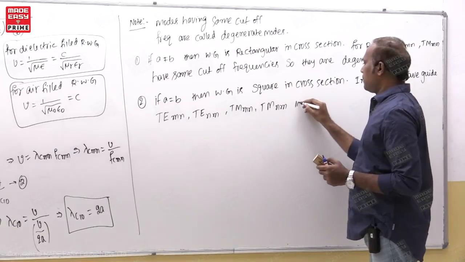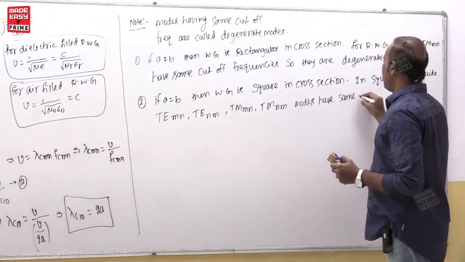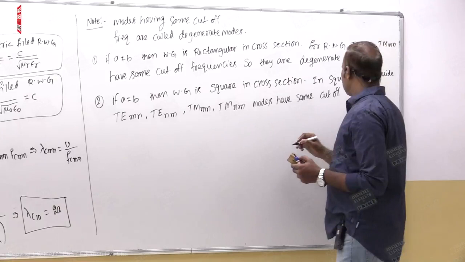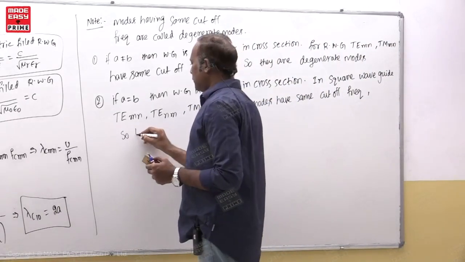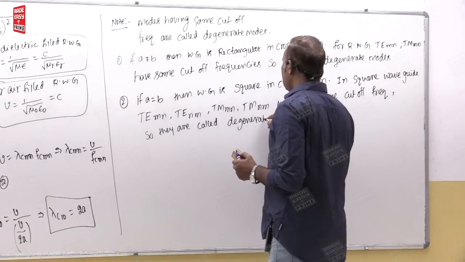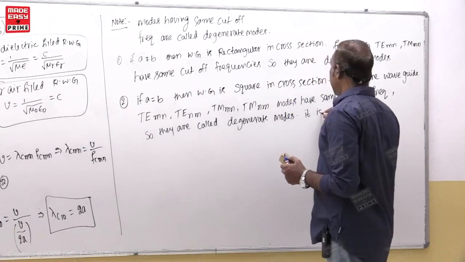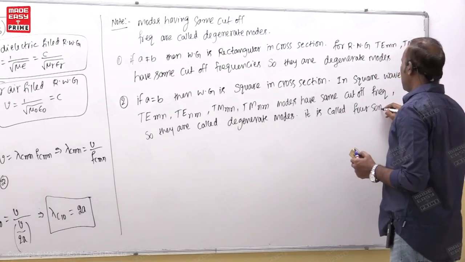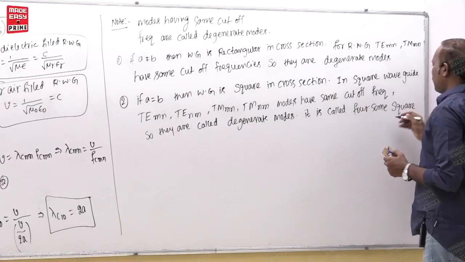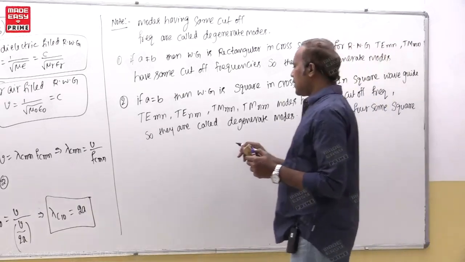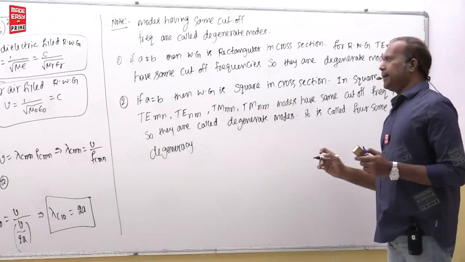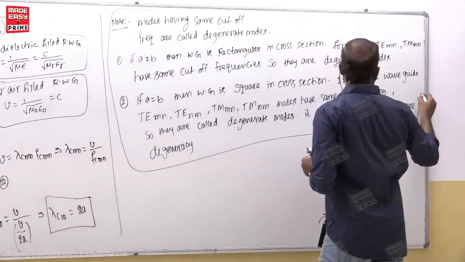Modes that have the same cutoff frequency are called degenerate modes. It is called foursome, meaning four, F O U R, 4. Foursome square degeneracy: square means square waveguide, degeneracy means degenerate modes having the same cutoff frequency. Foursome square degeneracy it is called, right? So this is also in the notes, okay?